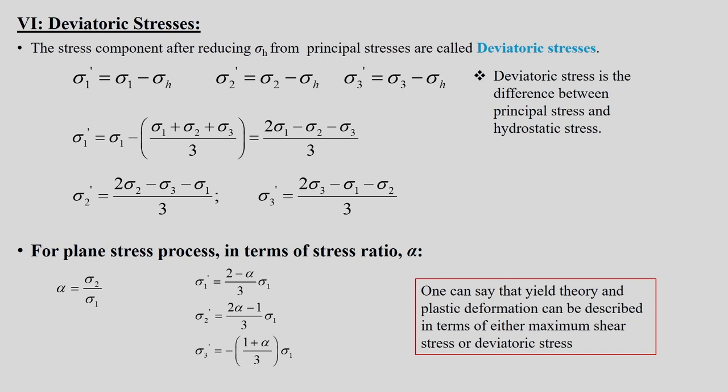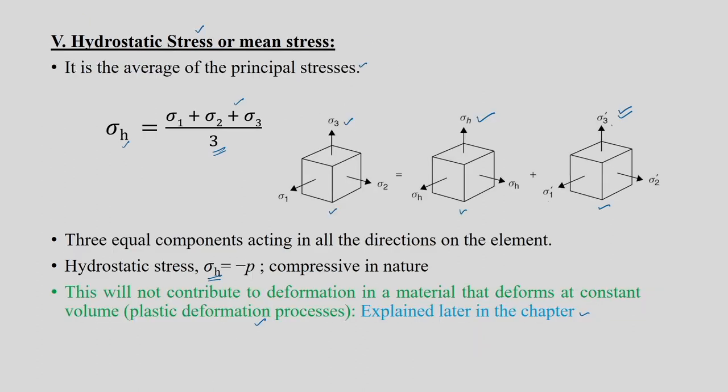So what are deviatoric stresses? These are the stress components after removing sigma H from the principal stresses. That's what I have written here. Sigma 1 minus sigma H, sigma 2 minus sigma H, sigma 3 minus sigma H will give you sigma 1 dash, 2 dash and 3 dash. These are called the deviatoric part or deviatoric stresses. Sigma 1, 2 and 3 are principal stresses, sigma H is hydrostatic stress, and sigma 1 dash, 2 dash, 3 dash are deviatoric stresses. Deviatoric stresses can be obtained if you know the principal stresses and hydrostatic stress.